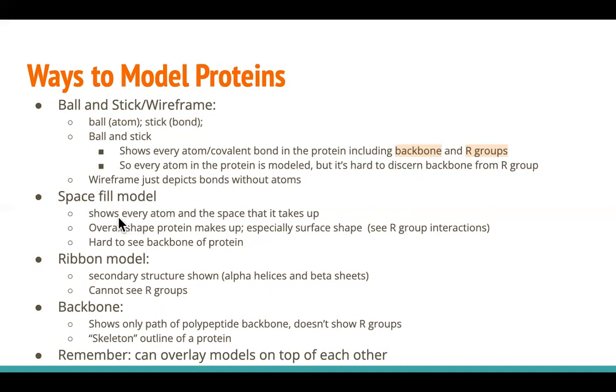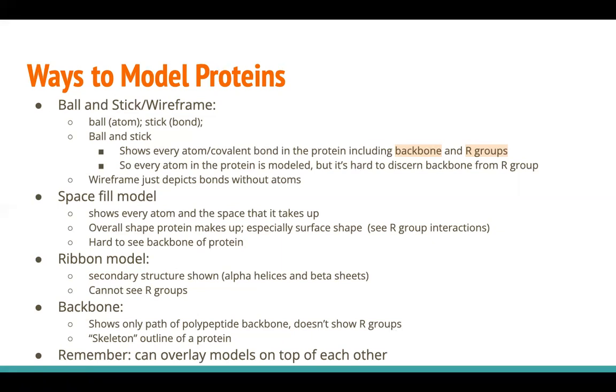And then the space fill model shows every atom and the space they take up. So this model is really good for looking at the overall shape of the protein, but it's hard to see the backbone. And then in the ribbon model, it highlights the secondary structure. So it's going to show the alpha helices and beta sheets. But the downside of this is that you cannot see the R groups. And then in the backbone, it only shows the primary structure. It only shows the path of the polypeptide backbone and doesn't show R groups. So it's like the skeleton outline of a protein.